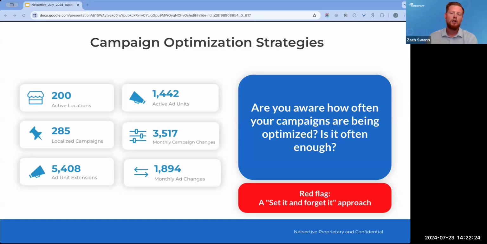And then the last thing is obviously change volume is a part of this topic, but also the type of change I think is also important to note.